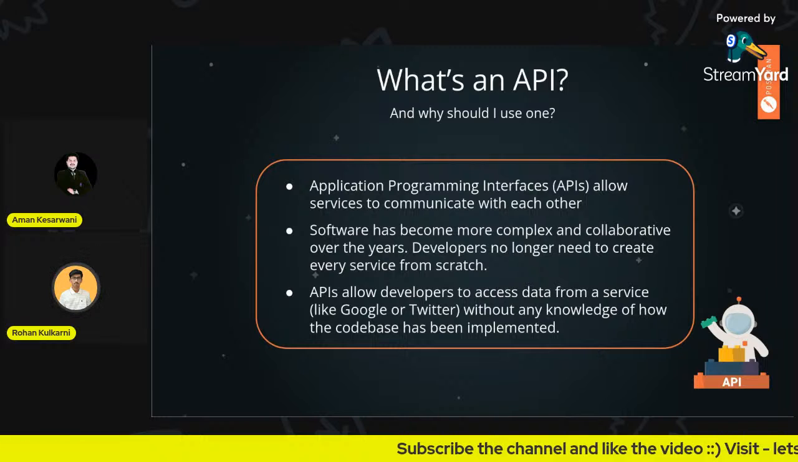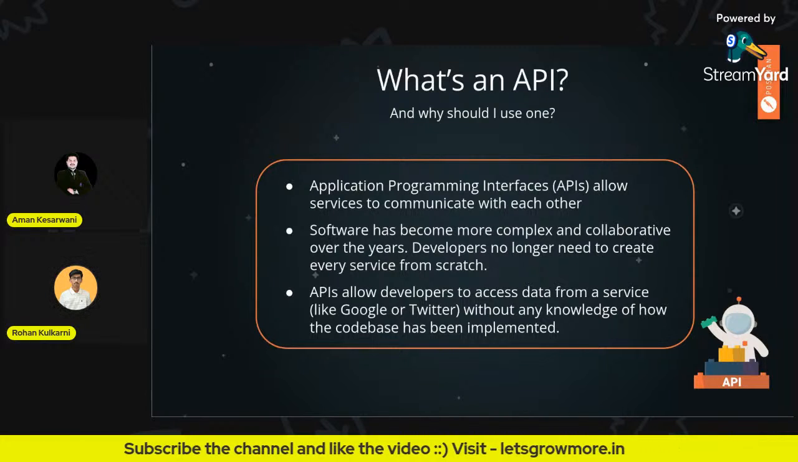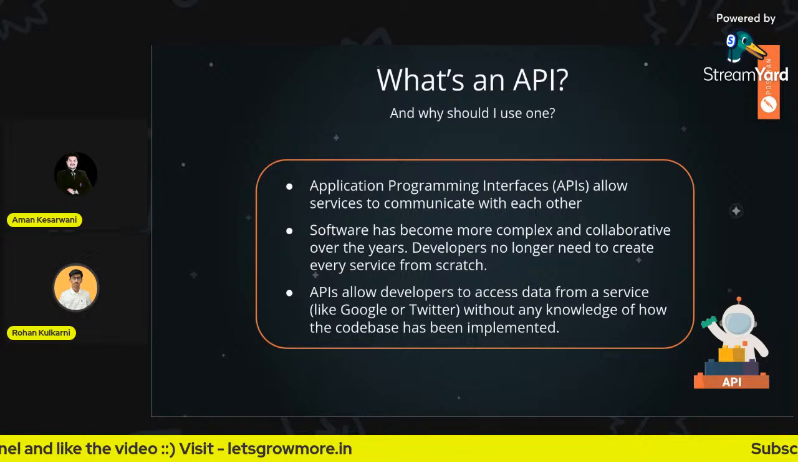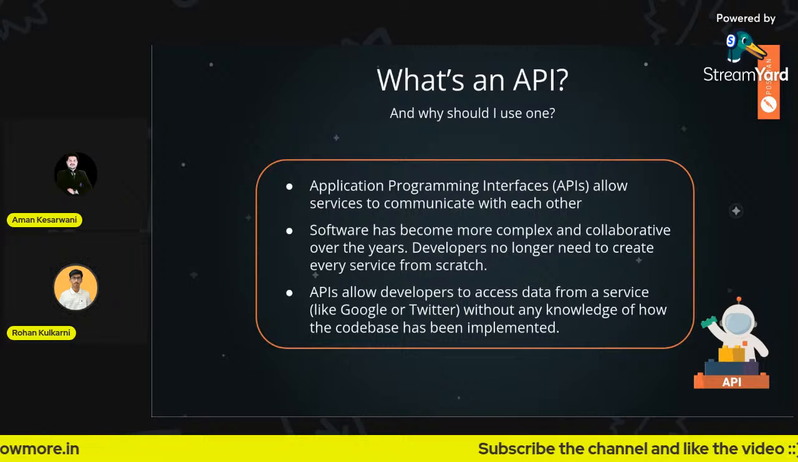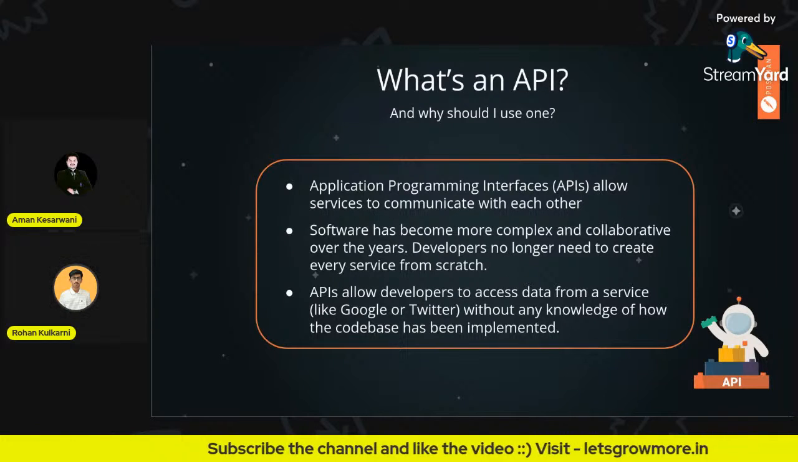APIs allow developers to access data from services like Google and Twitter. There is also the Google Maps API, from which we can access the features of Google Maps. And we don't need the knowledge of how exactly that API is implemented. We just need to know how we can consume the particular API.